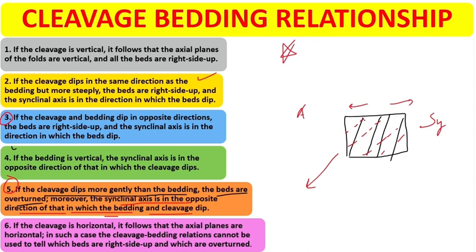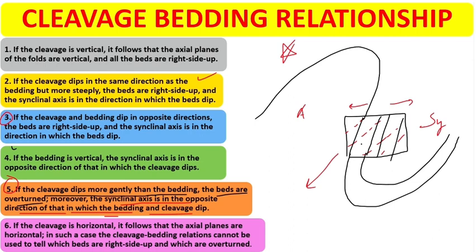It is something like this, okay? This is a case of overturned fold, okay? This is our axial plane, okay? We are standing here. And if we move toward our left, we will get anticline core, and if we move toward our right, we will get syncline, okay? This case 5 and 3rd is very important, okay? Remember this, okay?